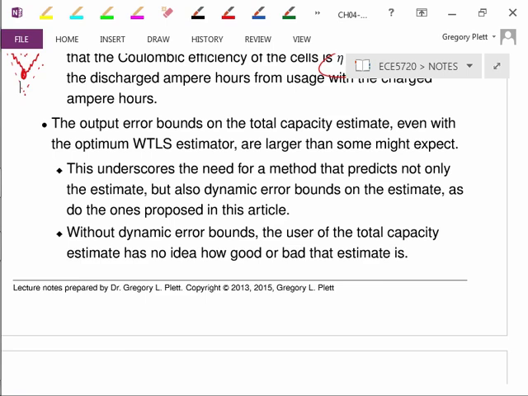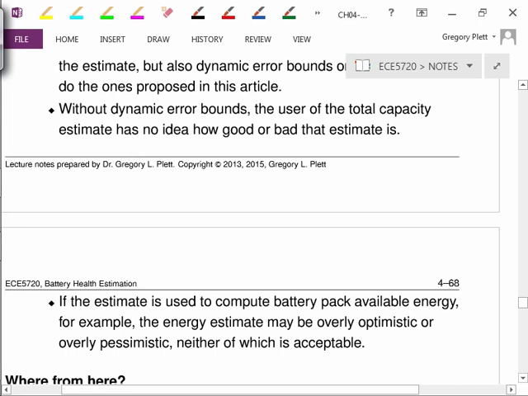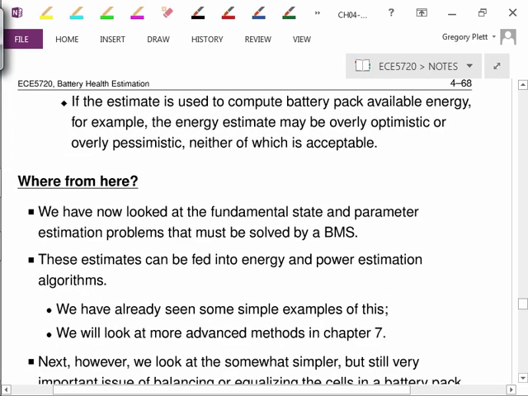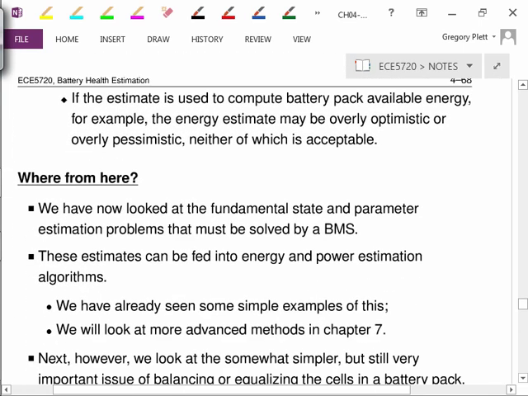So if it says it's 10 amp hours capacity, well, that's great. If it says that it's 10 amp hours plus or minus 0.01 amp hours, you say, oh, okay, now I'm really confident that it's 10. Otherwise, I don't really know. It might be around 10, but I don't know how close that is. And this is really important. The capacity estimate of a cell by itself is not terribly useful.